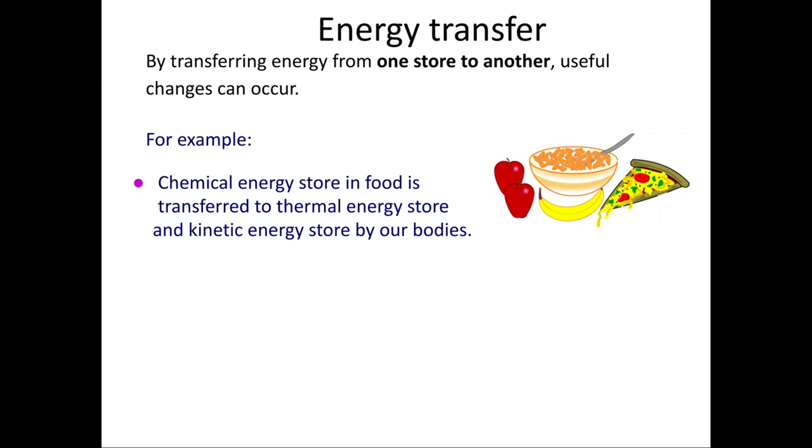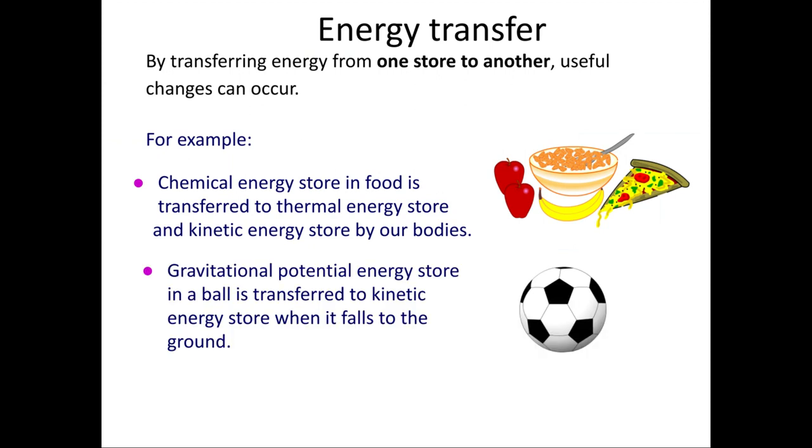Okay, so here's an example for you. Chemical energy stored in food is transferred to thermal energy store and kinetic energy store by our bodies. What that means is it keeps us warm, and it means we can walk around, okay? But without the original thing, the chemical energy, we wouldn't have any energy to be able to do those things. So it's really important that we're eating food, providing us with chemical energy in order for us to keep warm and move around and do all the other 7 life processes.